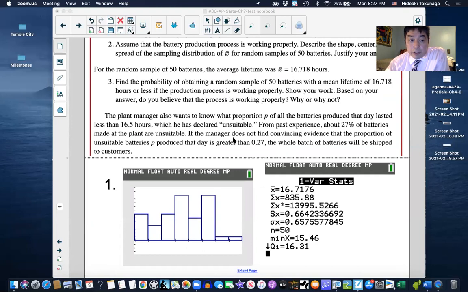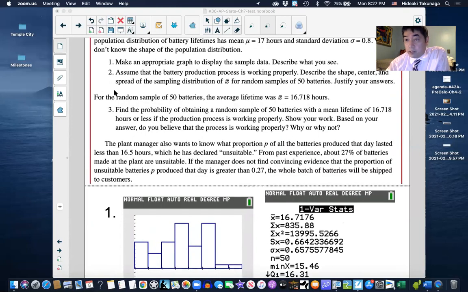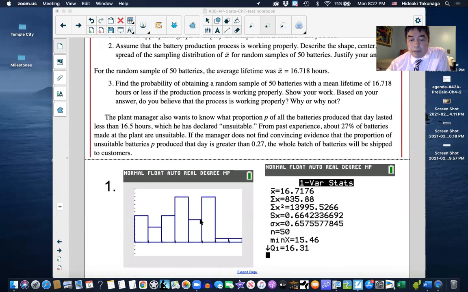Okay, and the first question, maybe I do 1, 2, 3, and it's 4, 5, maybe 30 minutes later. Number 1, make an appropriate graph to display the sample data. Describe what you see. So this is what I input, and it's kind of interesting.